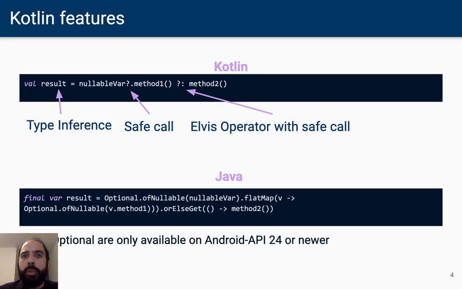In the Java snippet below, we have the same logic implemented using Java Optional. However, Java Optional is not available for all Android devices. To use Java Optional, you have to use Android API 24 or higher.